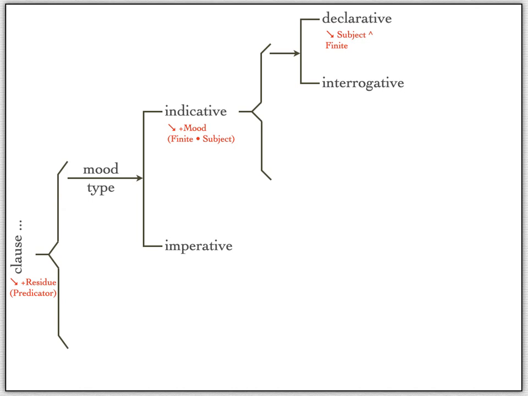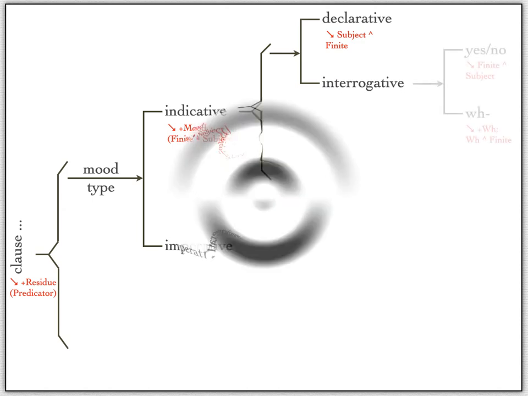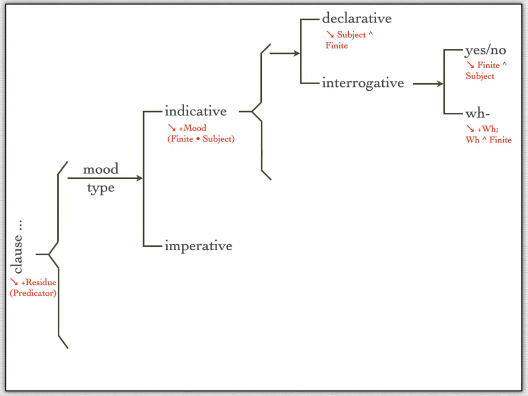But with interrogatives, there is one basic distinction. The distinction has to do with what kind of information is being demanded. What's the point of interrogation? Either the polarity, is it yes or no, a yes-no interrogative, or a participant or a circumstance, a WH interrogative.